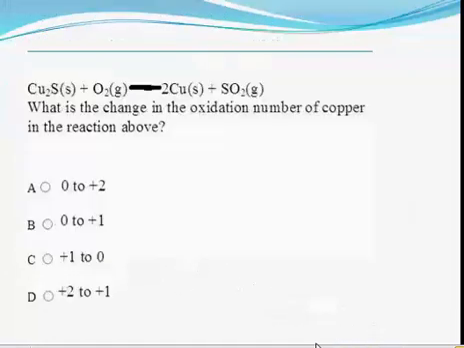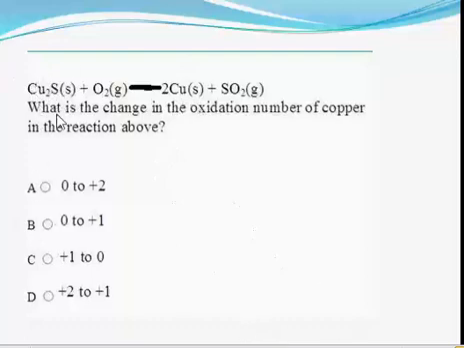Let's look at a typical example. Let's see a reaction where you have copper(I) sulfide reacting with oxygen to yield copper metal plus sulfur(IV) oxide. The question is, what is the change in oxidation number of copper in the reaction? We are going to look at the change of the oxidation number of copper from the reactant side to the product side.